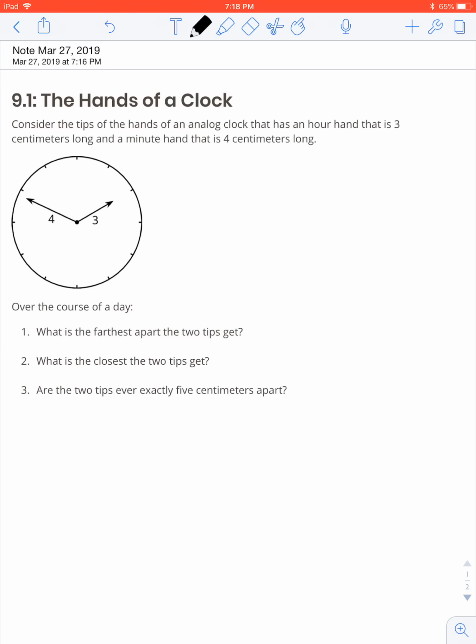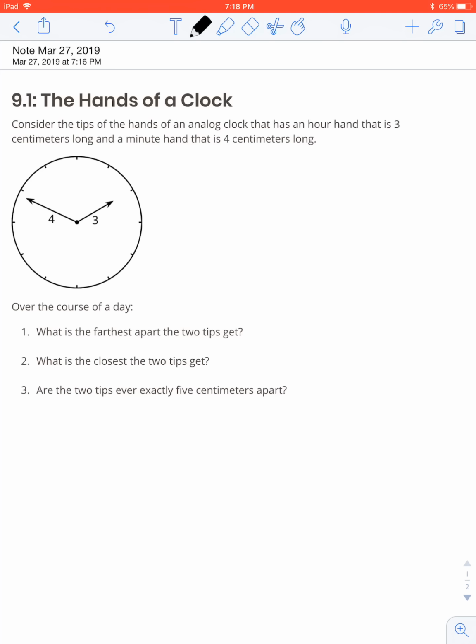And for our warm-up, we have: consider the tips of the hands of an analog clock that has an hour hand that is 3 centimeters long. So that's going to be our hour hand here. And a minute hand that is 4 centimeters long here. Okay. So what I want you to do, knowing this information about the two clocks, is go ahead and pause the video and answer these 3 particular questions that you see here. Go ahead and pause now.